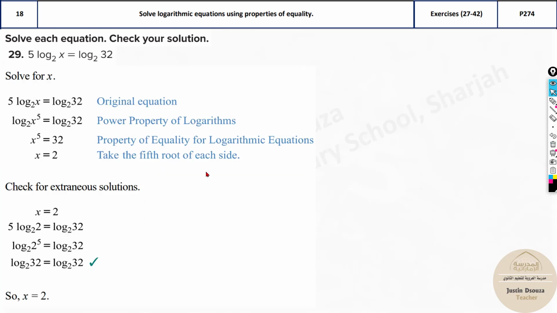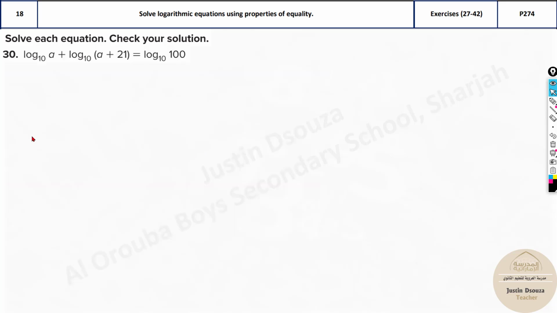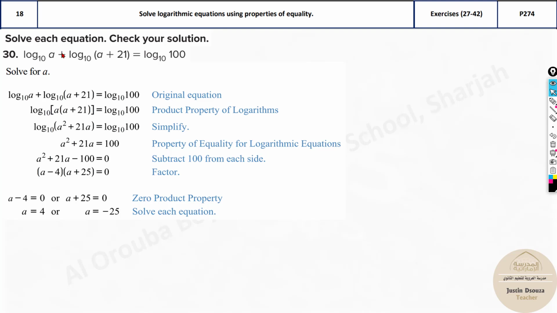So this is the method we did. Now steps might vary, but the answer will be the same. You can try to do it with fewer or more steps, it's fine. And here it's the same thing, just that we have a variable a, which doesn't matter. Now here, if you look closely, the base is the same, right?